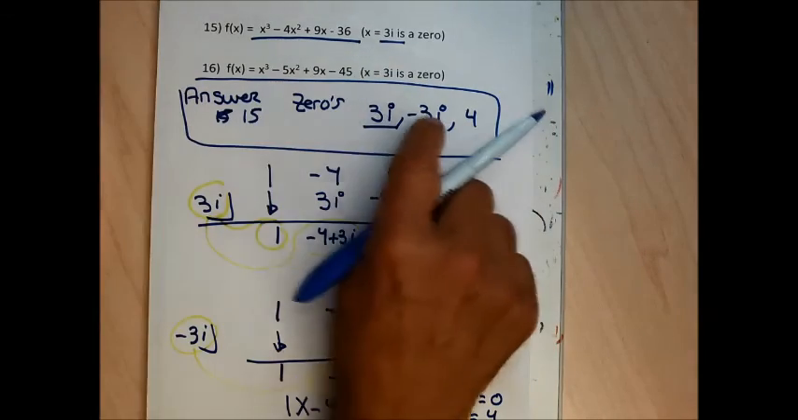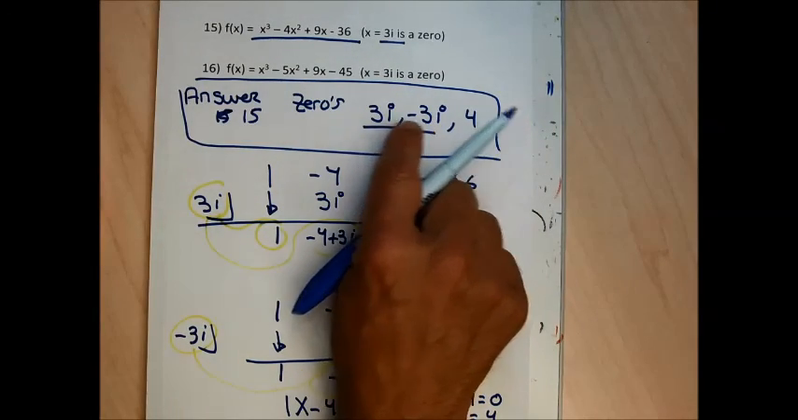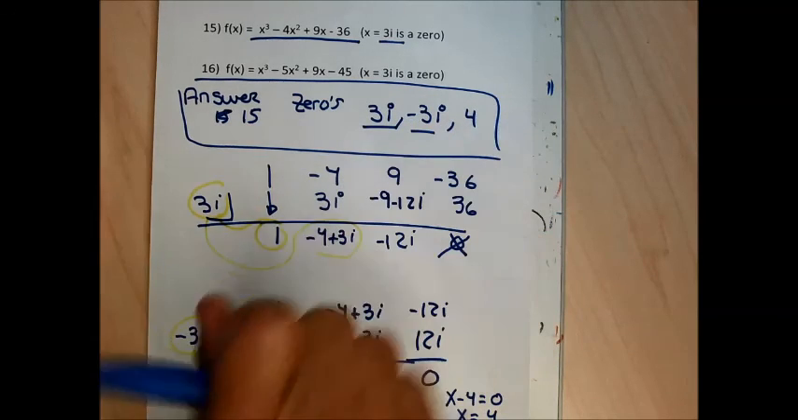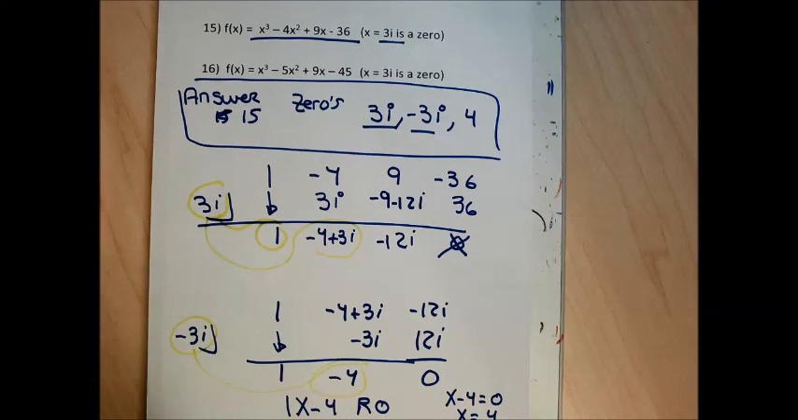The negative 3i's, I probably really don't have to check, because if the 3i is a 0, its conjugate pair or its opposite is also a 0. All right, so that'll be the end of section 5.3, and we just need to move on.